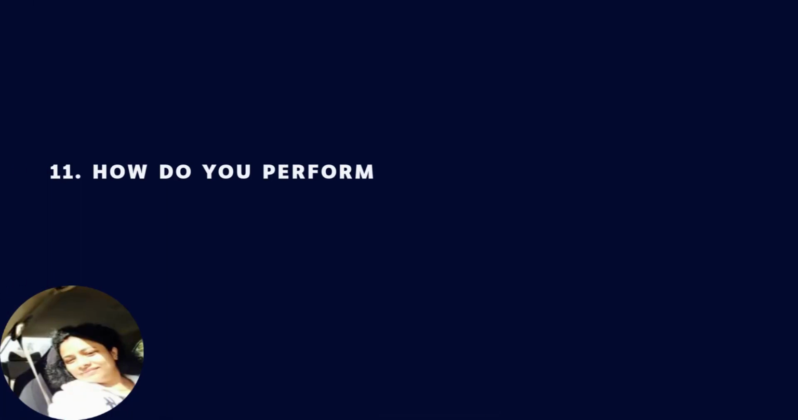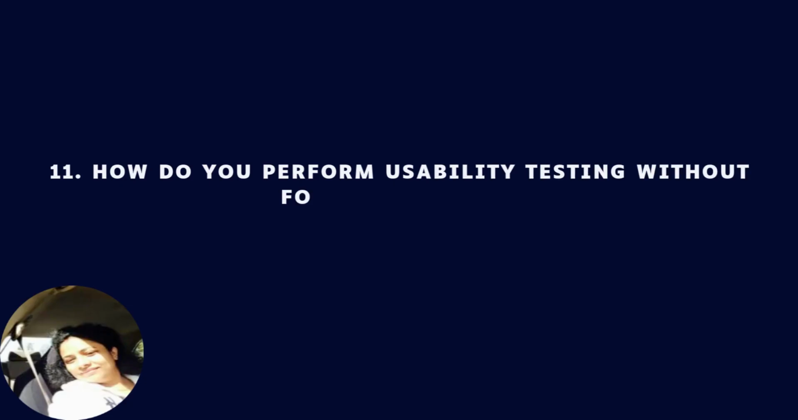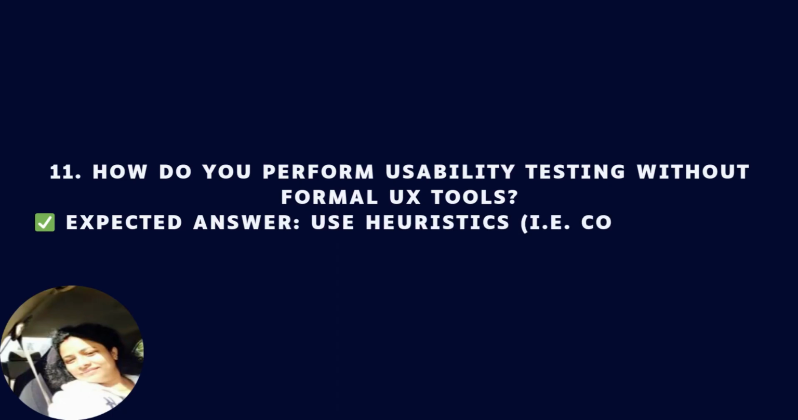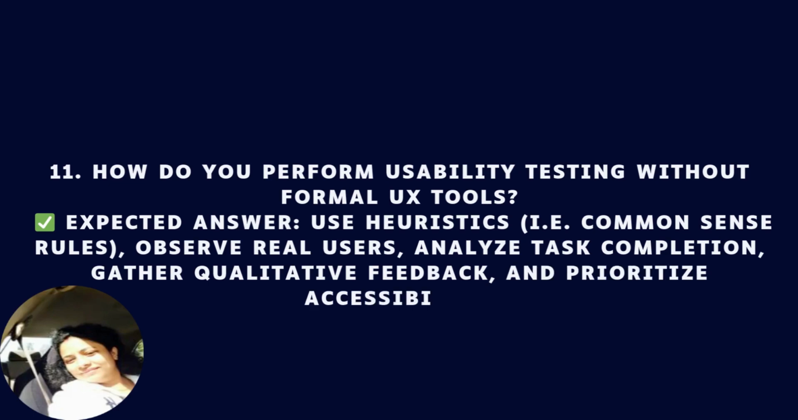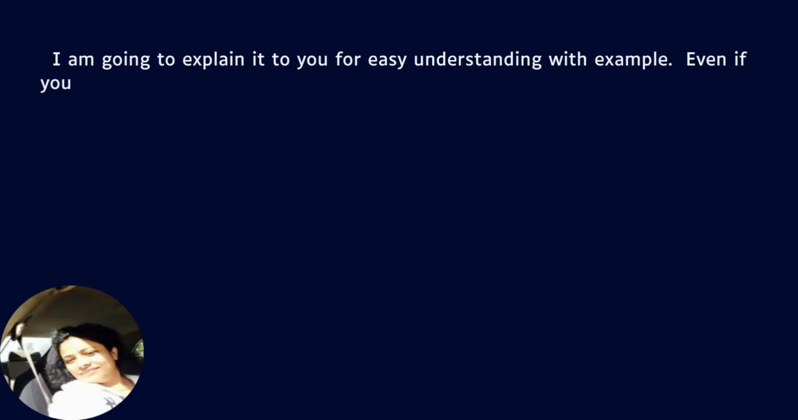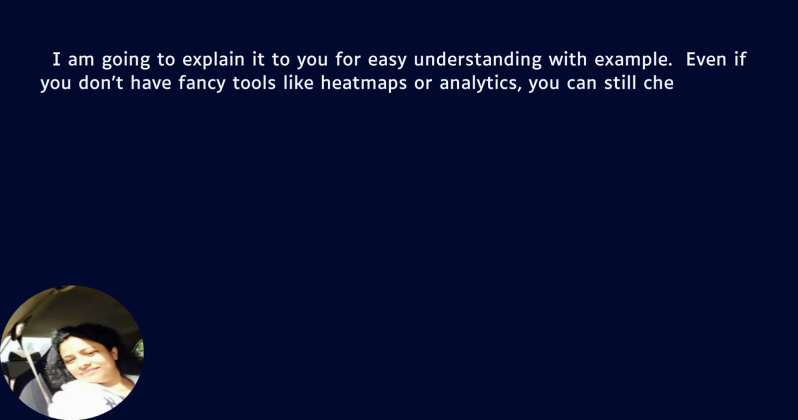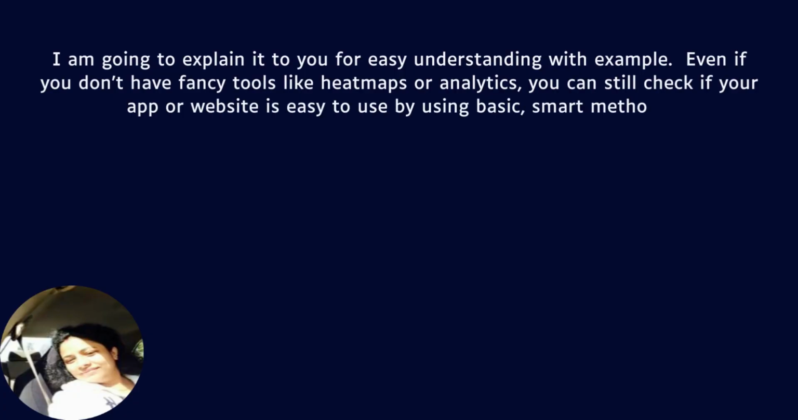Question 11. How do you perform usability testing without formal UX tools? Expected answer is use heuristics, that is common sense rules, observe real users, analyze task completion, gather qualitative feedback, and prioritize accessibility. I'm going to explain it to you for easy understanding with example. Even if you don't have fancy tools like heat maps or analytics, you can still check if your app or website is easy to use by using basic smart methods.